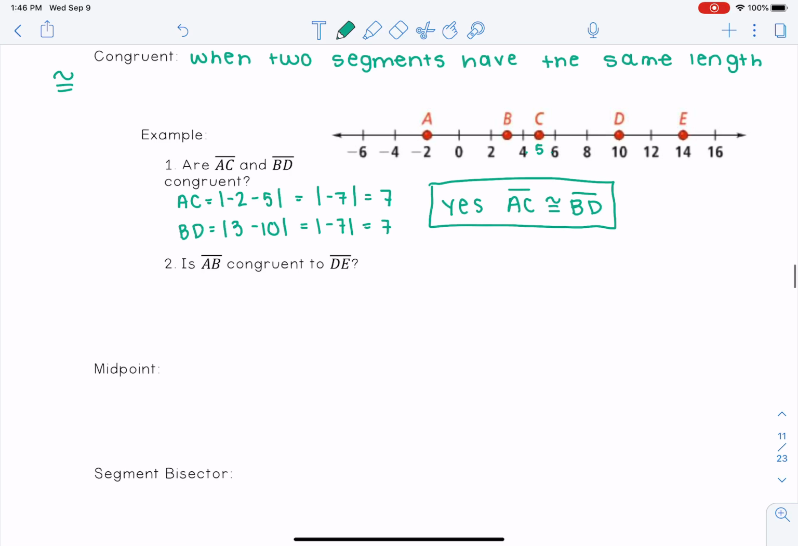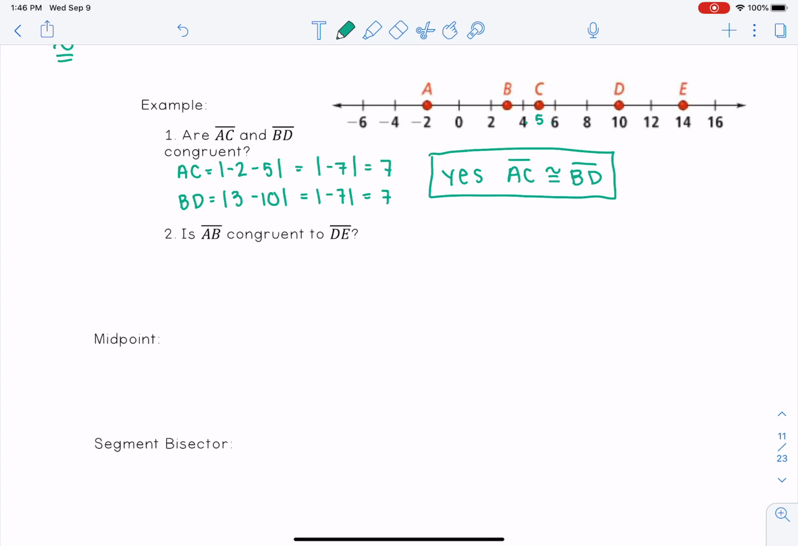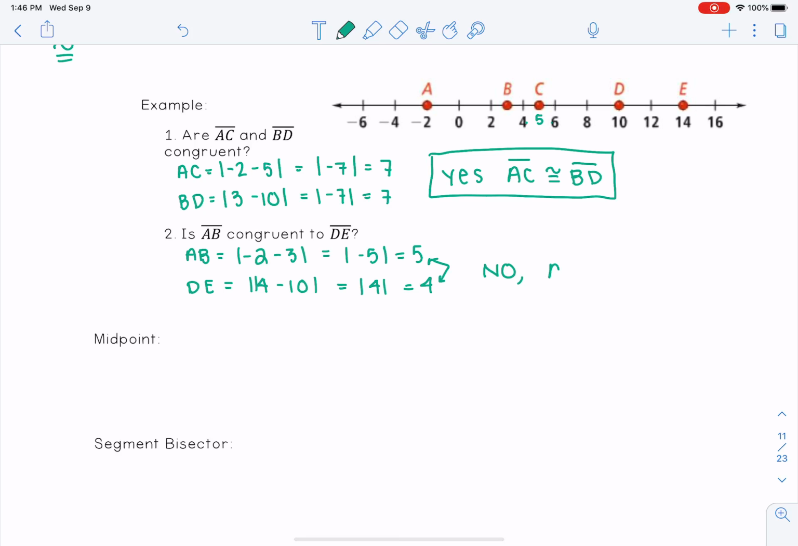Let's try the next one. Is AB congruent to DE? AB is -2 minus 3, which is -5, which is 5. DE is 14 minus 10, which is 4. So no, those aren't the same number. So AB, we'll put a line through it, is not congruent to DE.